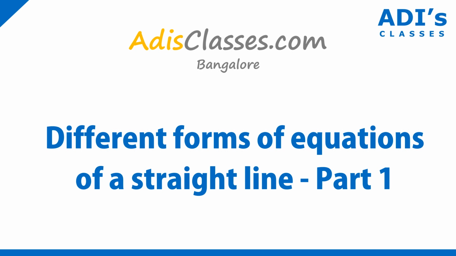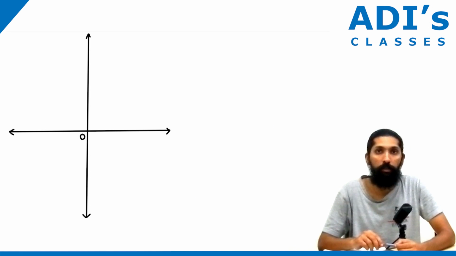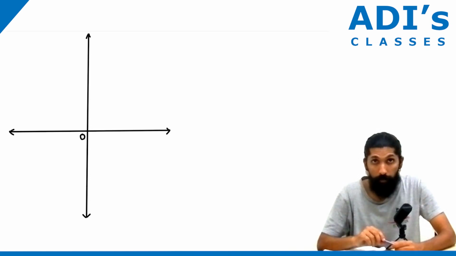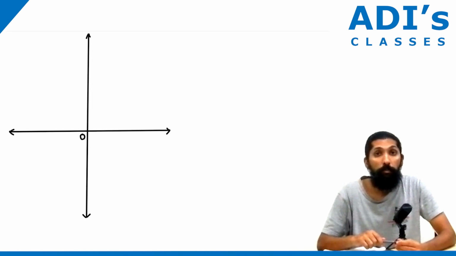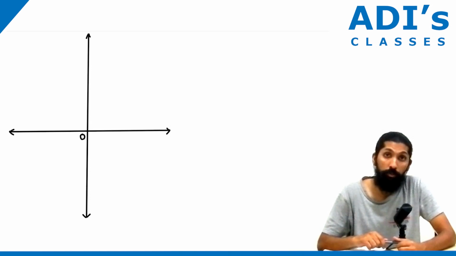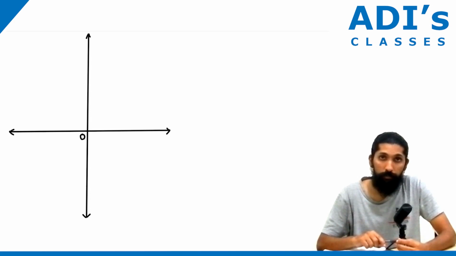Let's discuss different forms of lines. Around 7 forms are there, in which some of them are very important and some of them are not so important. Plus, some of them you guys already know what it is. We'll start with very simple ones.